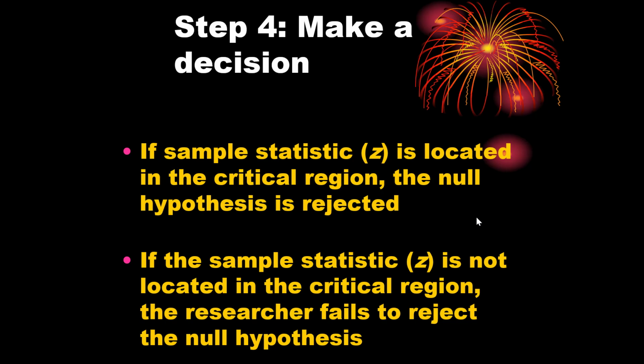If the statistic, the z-score, is found in a critical region, we reject the null hypothesis. If the sample statistic calculated in step 3 is not located in the critical region, it falls closer to the population mean, and we fail to reject the null hypothesis. The decision is never based on the alternative hypothesis, always the null.